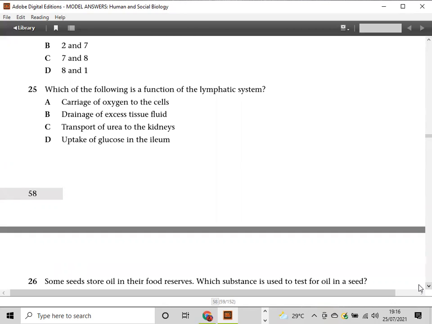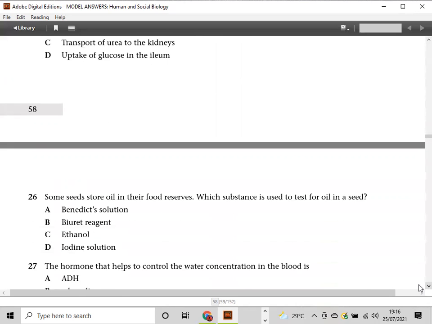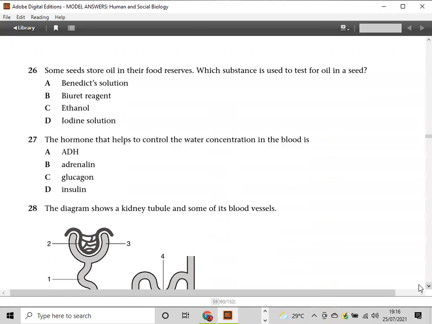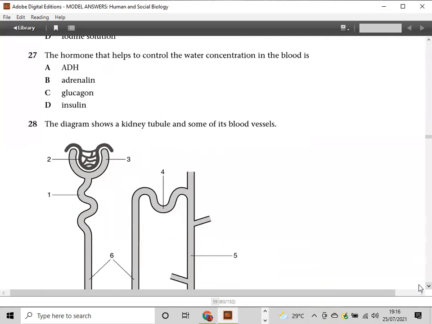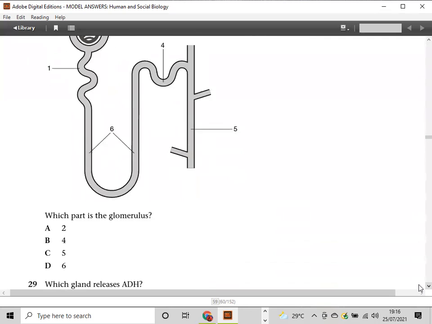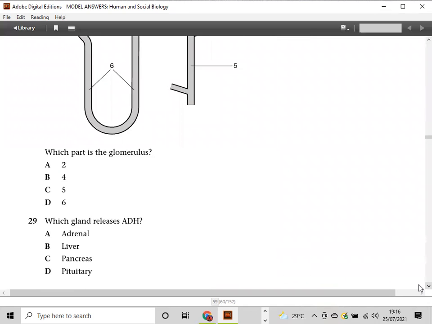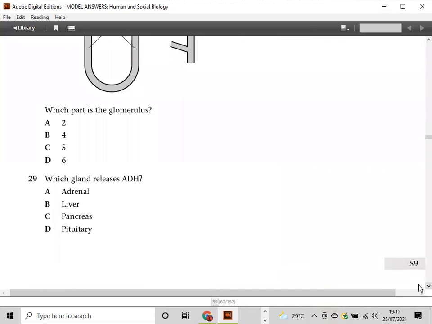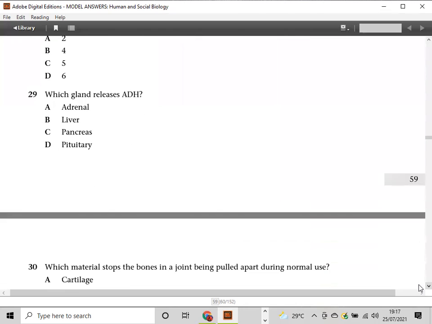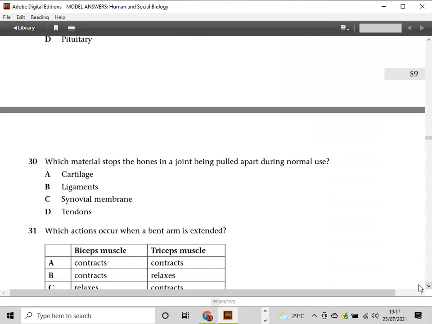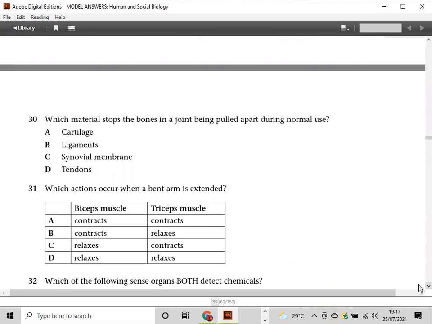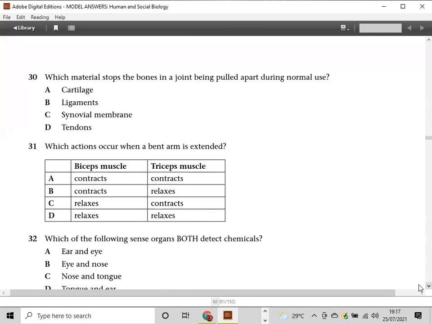You guys are going on fine. I just want you guys to have the real code. Which part of this is the glomerulus? Which gland releases ADH, and 30, which materials of the bone in the joint.